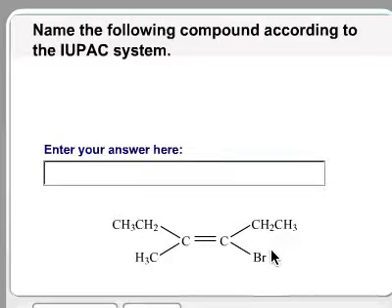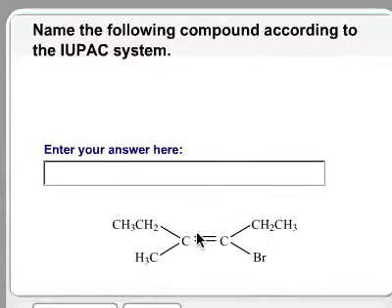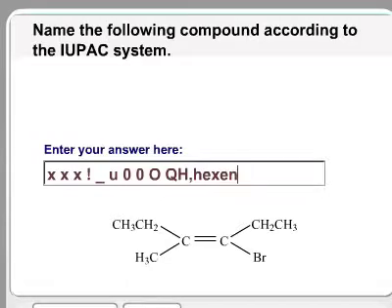If this group here had not been bromine and had been another CH3 group, then I would have 2 substituents, 2 methyl groups, and if they were on the same side, it'd be cis. If they were on the opposite sides, they'd be trans. So we don't have that. So what we have is 1, 2, 3, 4, 5, 6. So this is going to end in hexene. Okay? That's how it's going to end.